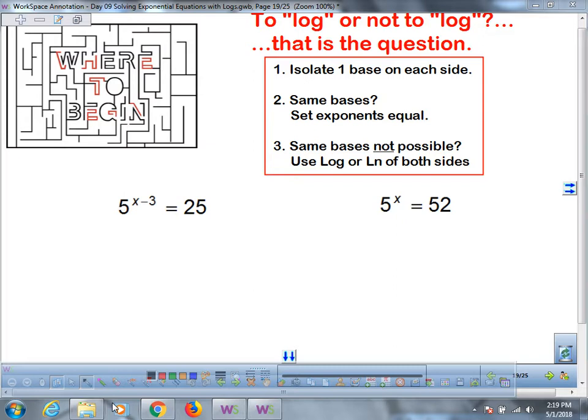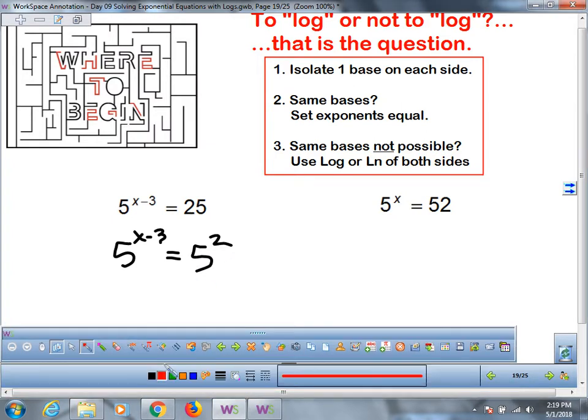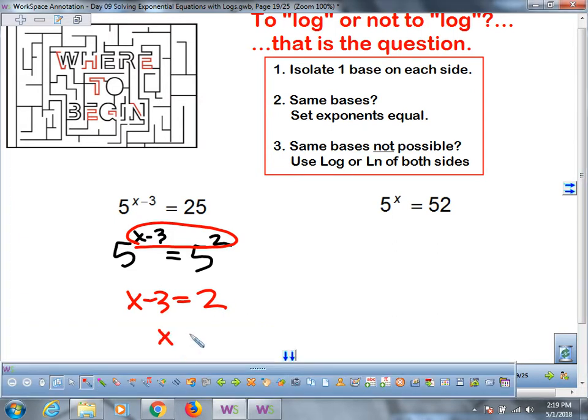They have the same bases. So, not to log. Okay? You guys should recognize this. It would be 5 to the x minus 3, and I'm going to substitute in 5 to the second. Common bases, so I can compare exponents. So this problem turns into this, which is very easy to solve.